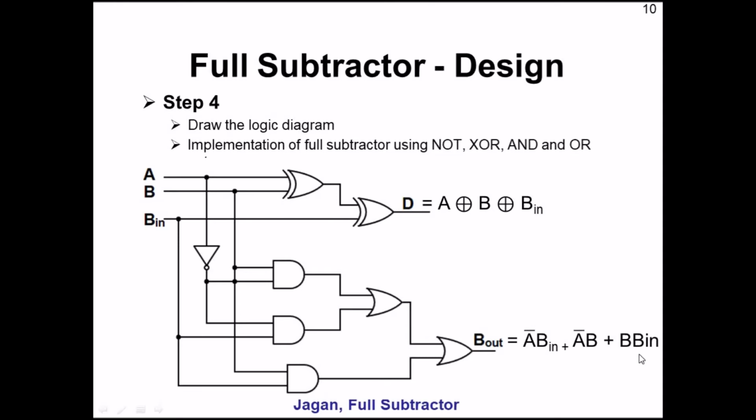Next one, what do I have? I am taking B and Bin, so here I get B Bin. So A bar Bin, A bar B, and B Bin. I will ultimately add all. First I will take the addition of two of them, then I will take the output and OR it with the output from the AND gate of this, right? So finally I will get B out is equal to A bar Bin plus A bar B plus B Bin.